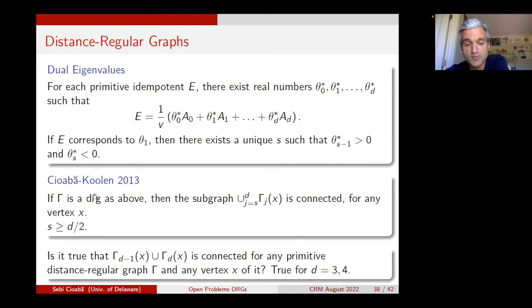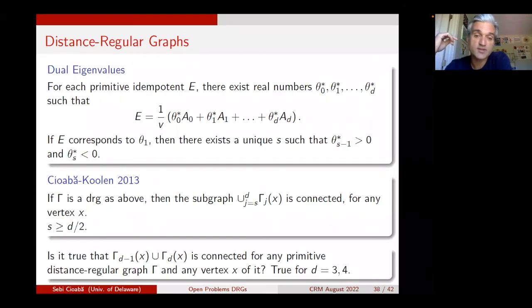And with Jacques Coulon in 2013, we proved that if you don't go all the way to gamma d, you cannot generalize the previous result by saying the last subconstituent is connected, because there are examples where that doesn't happen. And so you take the union of last subconstituents. So obviously you're trying to go as close to gamma d as possible.